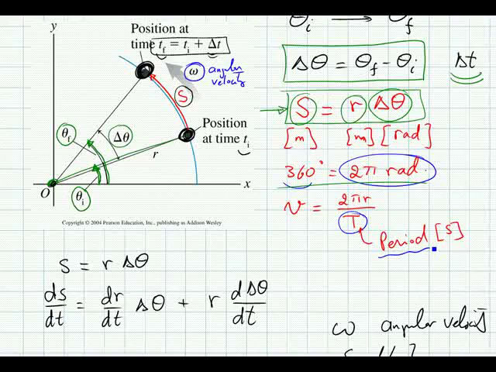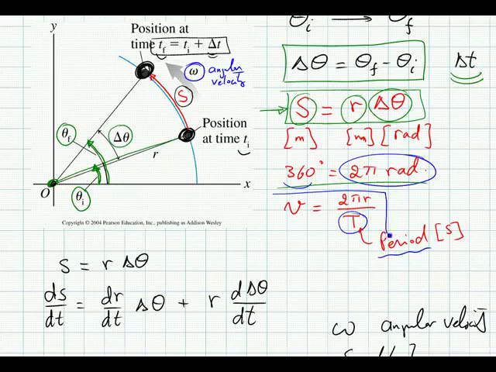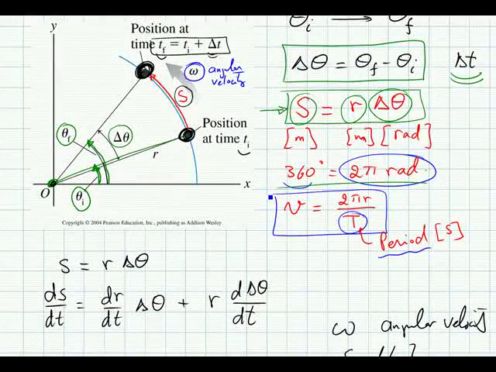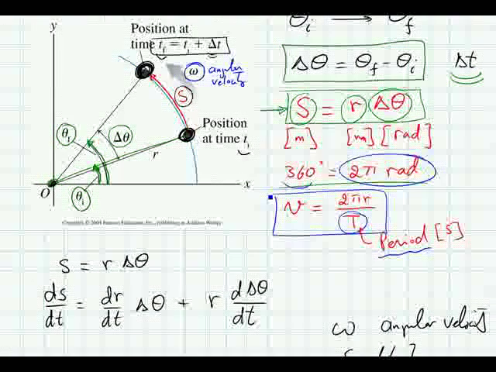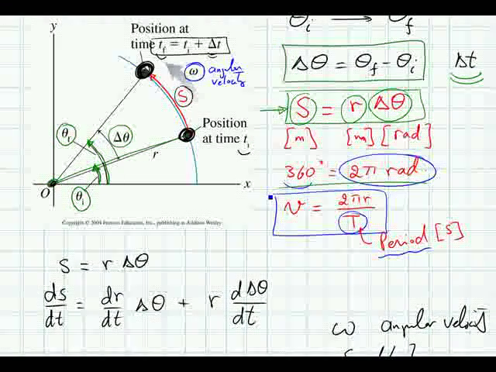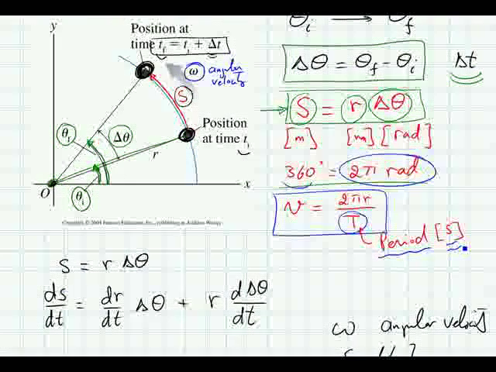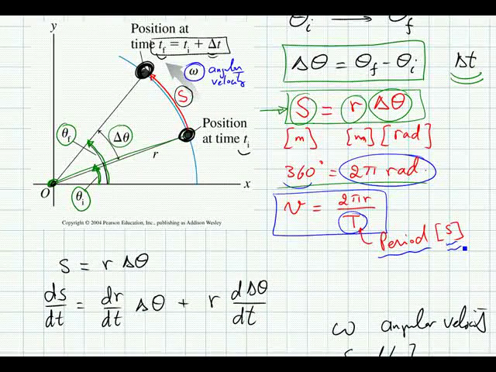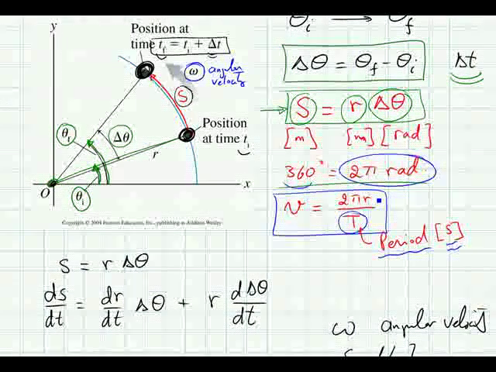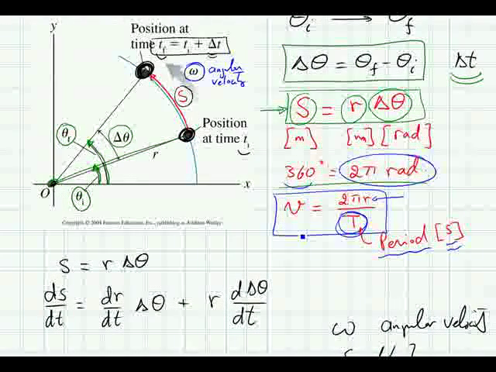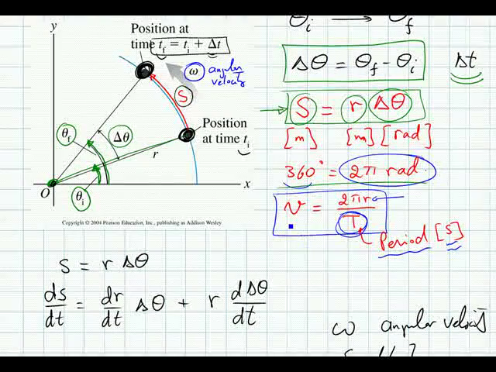So we can come up with an expression for the magnitude of the velocity, or the linear speed, of the object by this expression. v is equal to 2 pi r over t, where t, as I said, is the period of the object, and we measure period, of course, in seconds. So once again, if you know the radius of the circular path, and if you know the period of motion, then you can calculate the linear speed of the object.